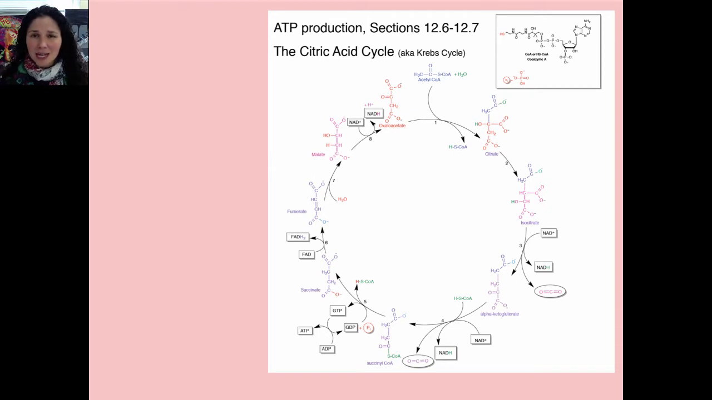This looks like a complicated cycle. There are a lot of things going on here. But if you break it down into the simple concepts, it's a little bit easier to follow along. Try to follow along with me now. Here is the structure of acetyl-CoA, where coenzyme A is represented by S-CoA.